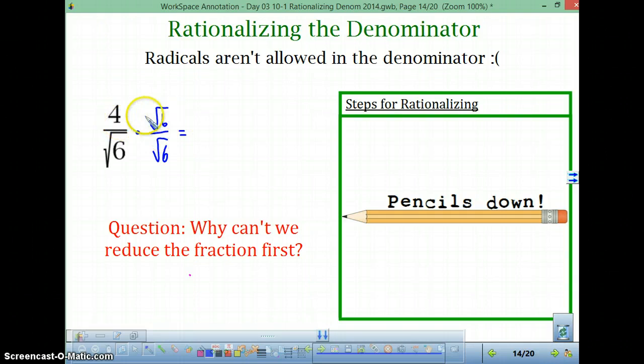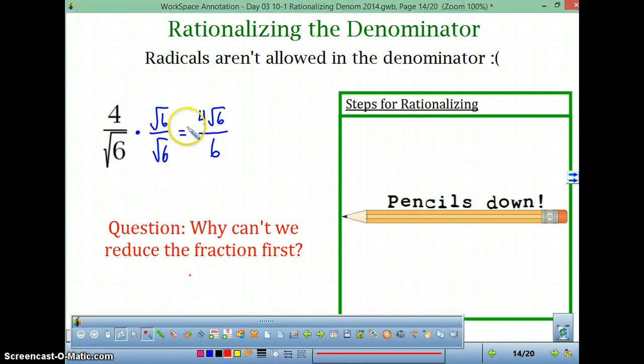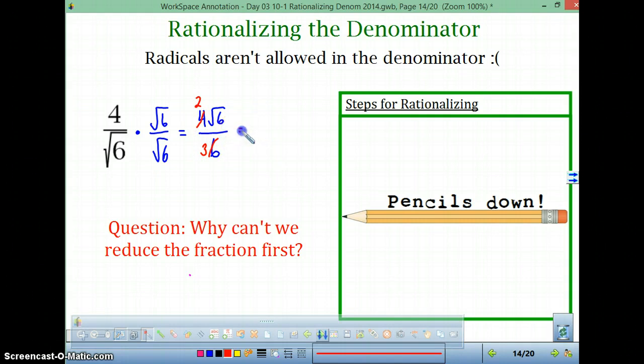Now what happens? Let's multiply numerator times numerator. You get 4 root 6. That's just 4 times root 6. When you multiply root 6 times root 6, what do you get? 6. Now can you reduce? Let's see. 4 is just 2 times 2, so we can take a 2 out of that. 6 is 2 times 3, so we take a 2 out of that. We end up with 2/3. So the answer is 2 root 6 over 3.